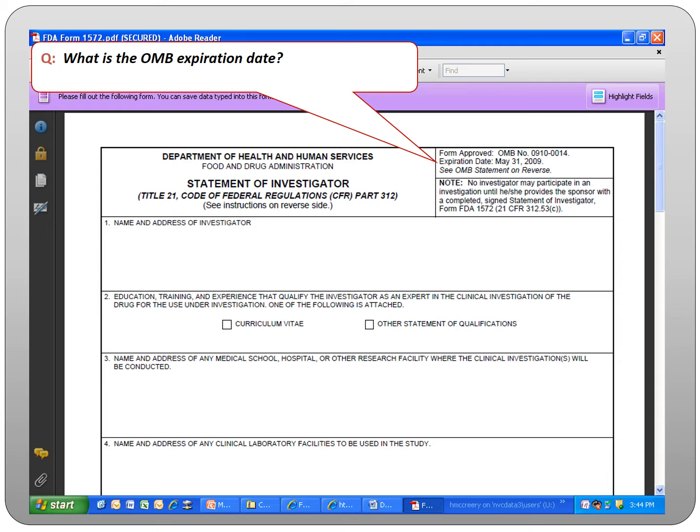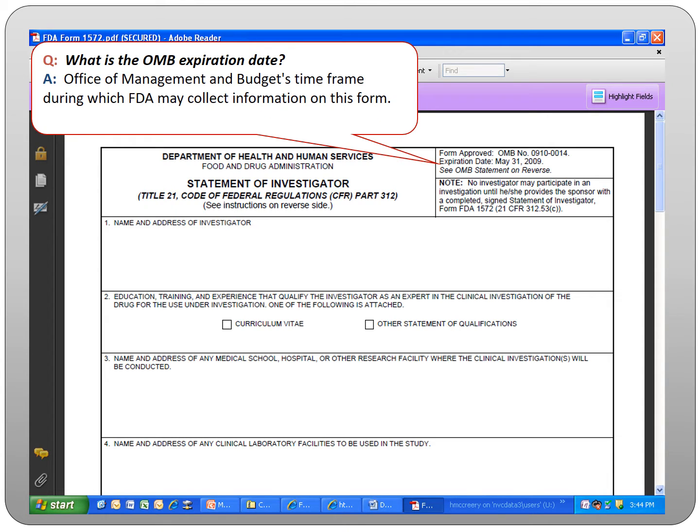So the first thing you're going to look at is, what is the OMB expiration date? And you're already thinking, that's a new acronym, Heather never taught me what OMB means. It's the only place you'll see OMB. It's the Office of Management and Budget's time frame for this form. So in this example in my lecture, the form expired May 31st, 2009. On June 1st, 2009, you could not use this form. You had to have the new form.